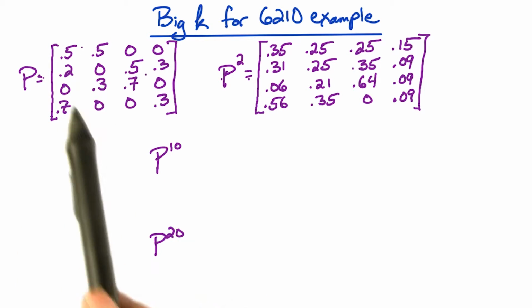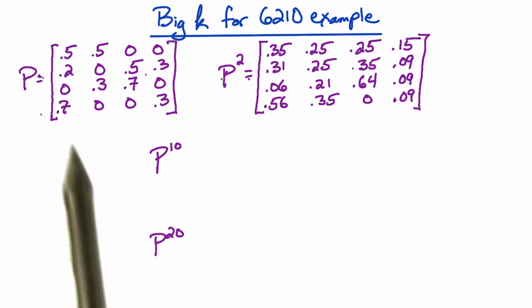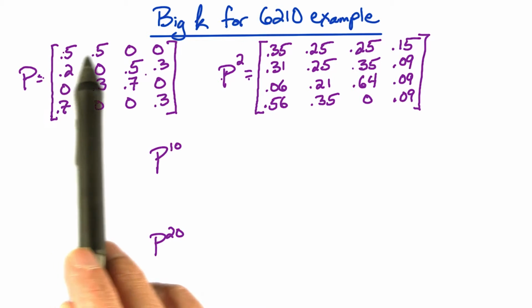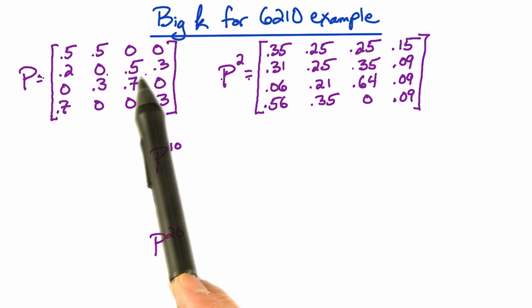Or take a different matrix. Make up a matrix and look at powers of it for big K. Just make sure that it's a stochastic matrix, so each row sums to 1. Then it corresponds to a Markov chain.